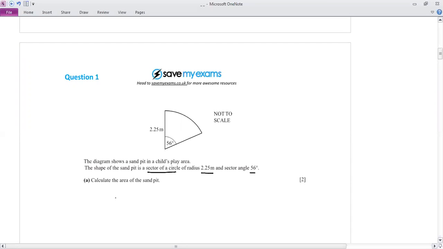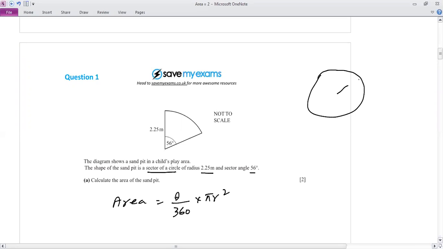Now we know the area of the sector is always theta over 360 multiplied by pi r squared. If this is a circle, just like a pizza, you cut a piece of pizza, that will give you the sector.